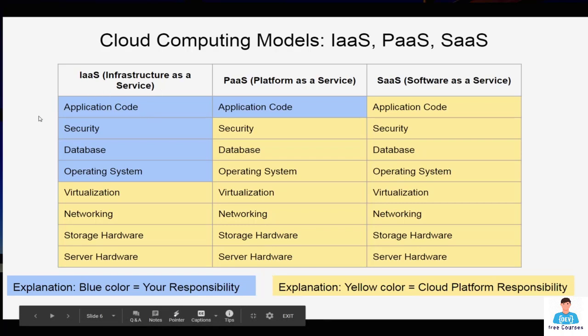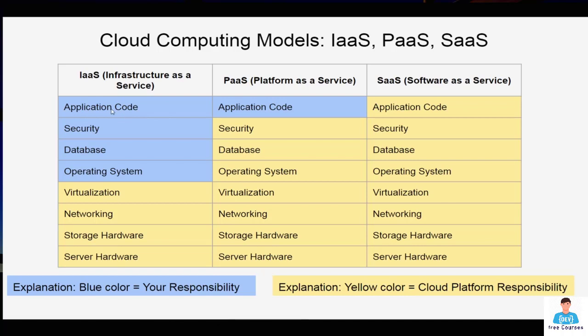All right. So in here, application code is your responsibility. Why? Because you need to develop your application. Let's say if it is a web application, then you need to develop a web application and you are responsible for that one. So just how it works, and you need to maintain that web application. So that's why you are responsible for your code.